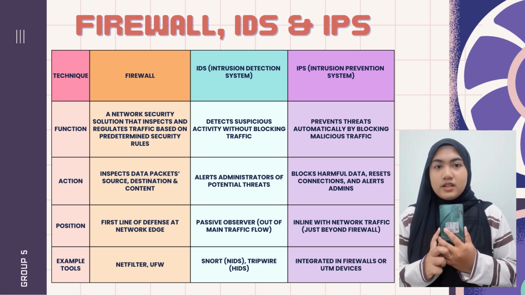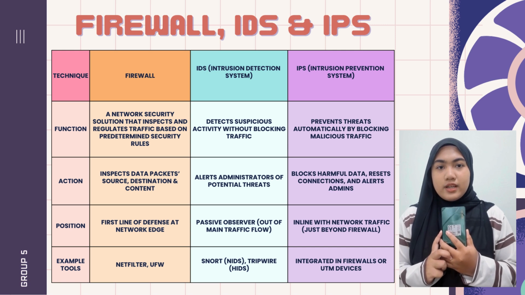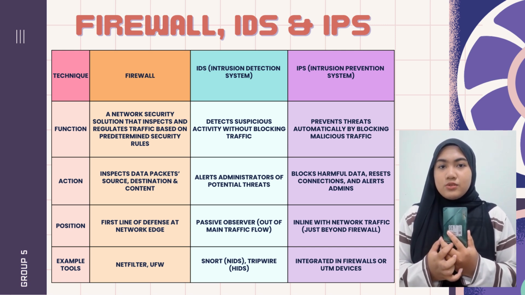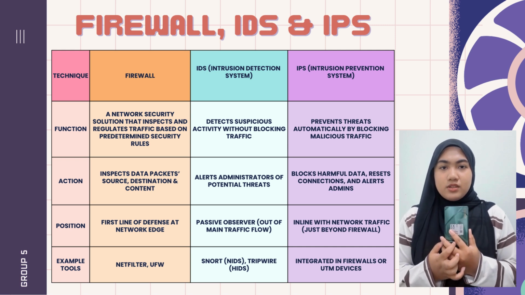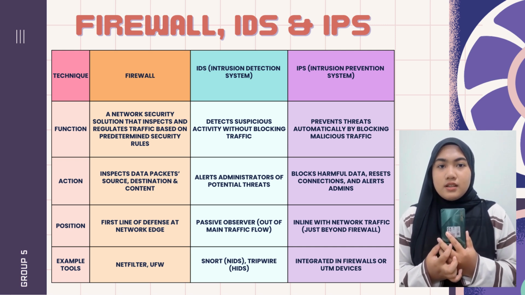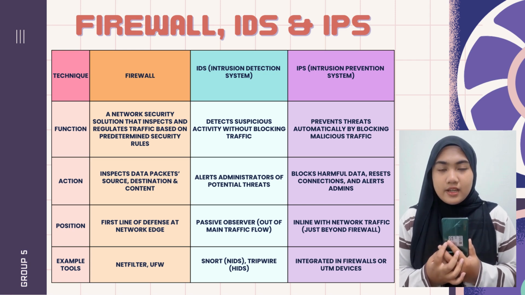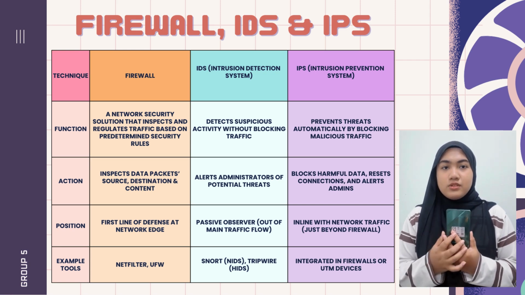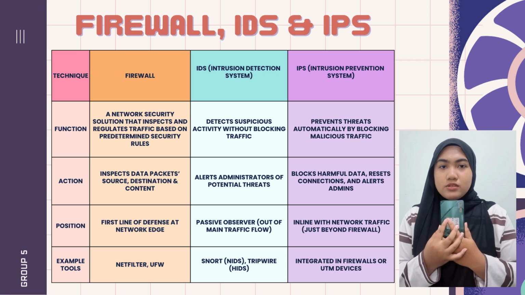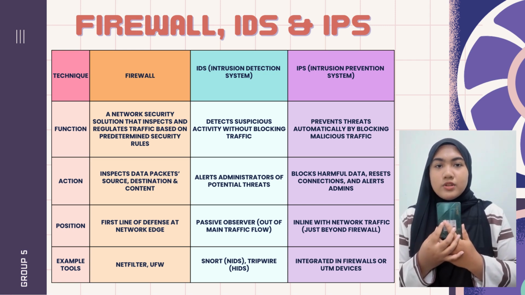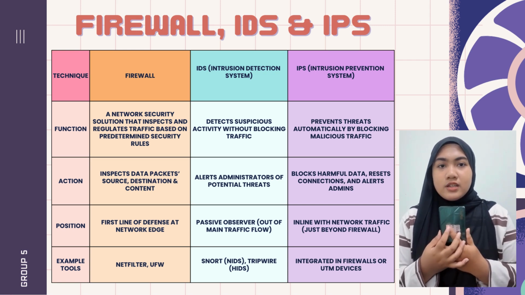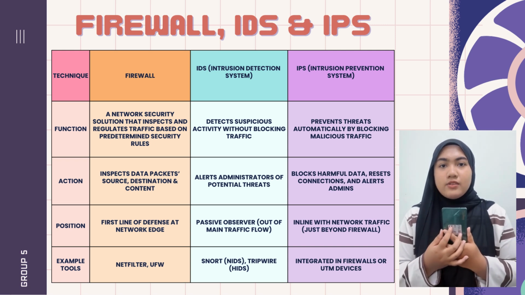Next is IDS, or intrusion detection system. Unlike the firewall, IDS does not block the traffic. Instead, it monitors everything that passes through the network. If it sees something unusual or suspicious, it alerts the administrator. You can think of it like a security camera that watches and reports, but does not stop anyone. Popular IDS tools in Linux are Snort for network monitoring and Tripwire for monitoring file and system changes.